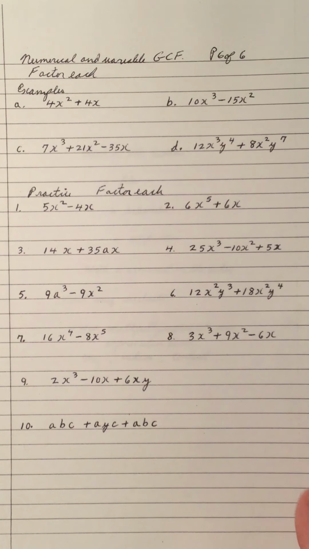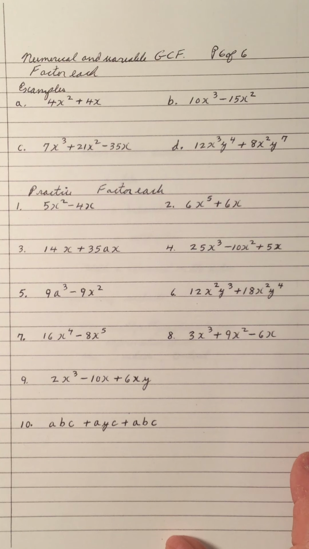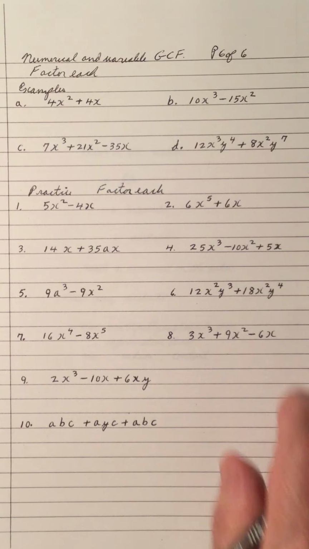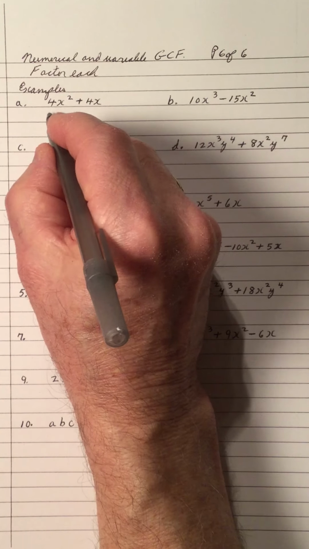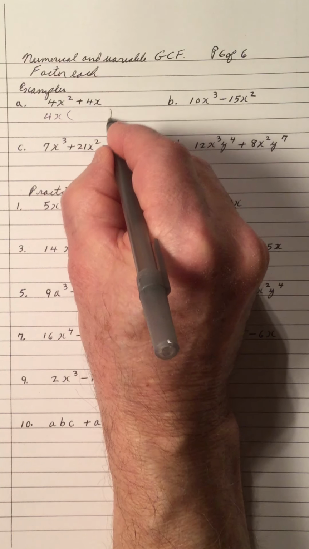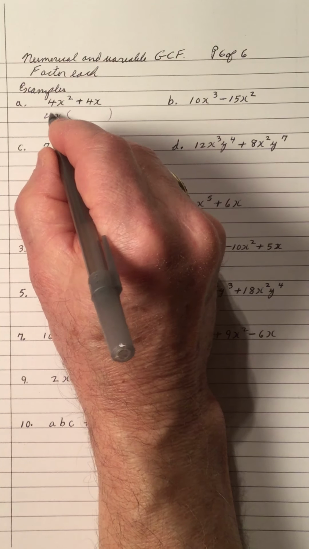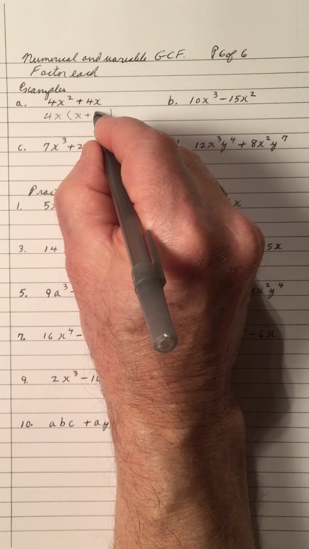And again, practice, practice, practice. Now we have both the numerical and the variable GCF. So now we got to practice both. Let's see. We have a 4 is common, so that's easy. We have an x in each term, so we take it out. The smallest exponent is 1, so 4x is the GCF. So 4x squared divided by 4x is just an x. 4x divided by 4x is 1.